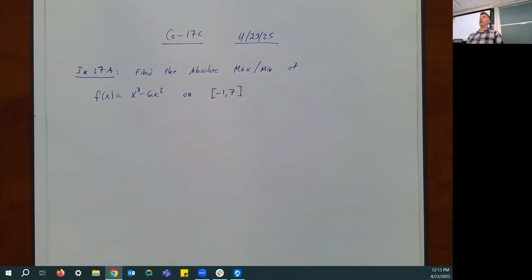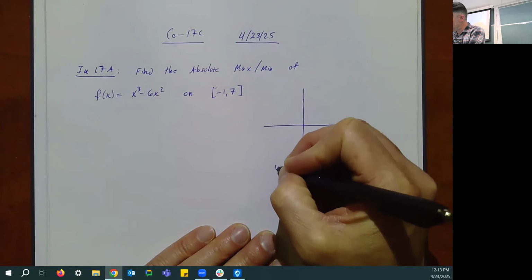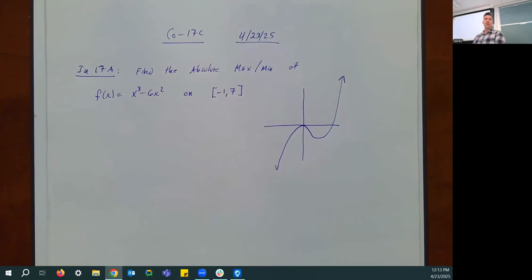Otherwise, a lot of functions don't have an absolute maximum or minimum, right? If you graphed this function, x cubed minus 6x squared, and didn't restrict the domain, your function would look something like this. And you can see it goes all the way down to -infinity and all the way up to +infinity. So if you didn't restrict the domain here, there is no absolute largest value or absolute smallest value. It's just infinitely large and negatively large.